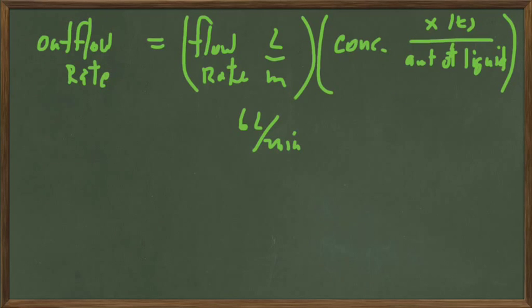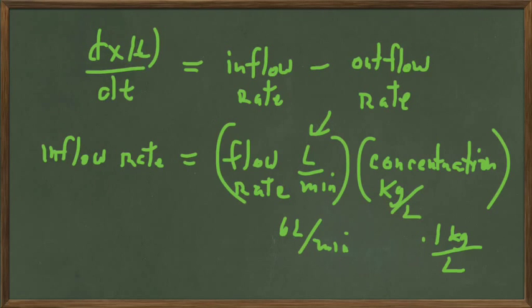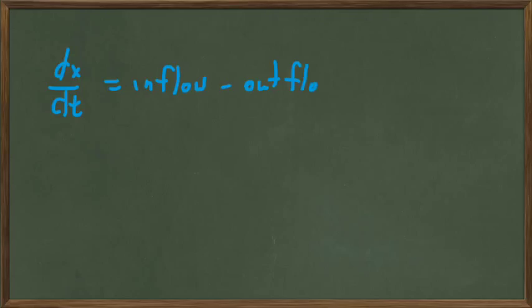So the concentration coming out requires that we know what x of t is, and because of that, that sets up the differential equation. Our model looks like this, and so the differential equation that we get is dx/dt equals inflow minus outflow. Let's look at this for a particular example.